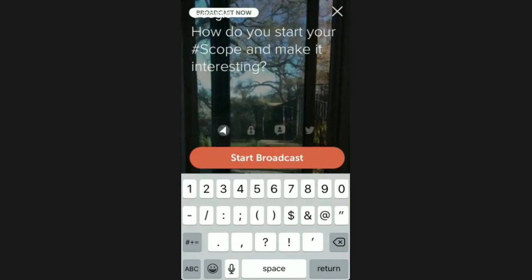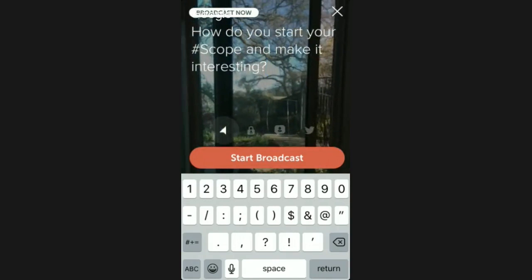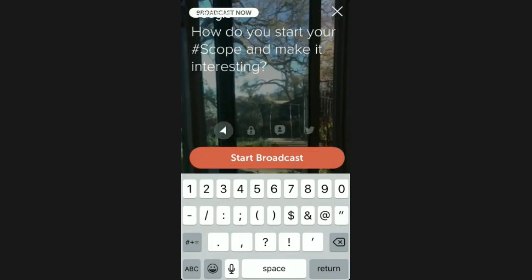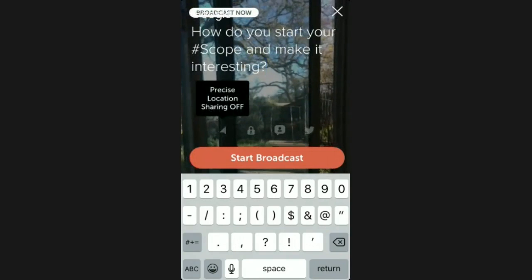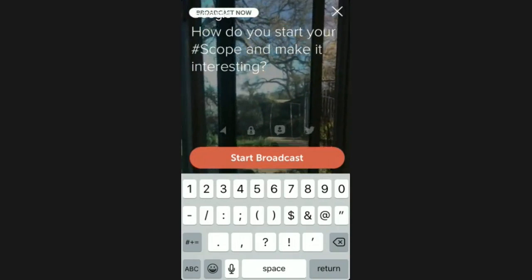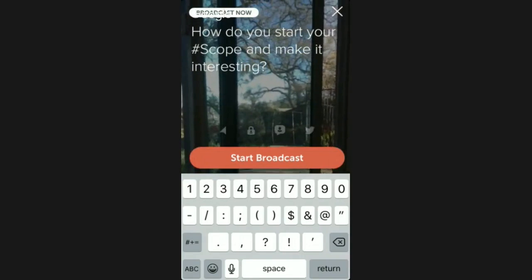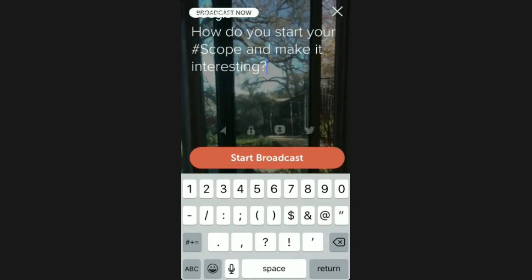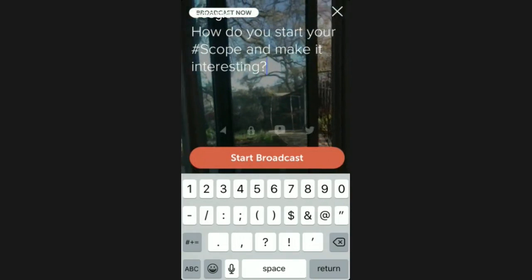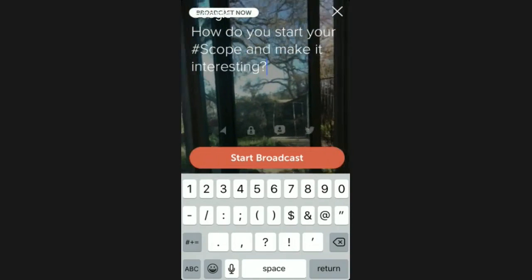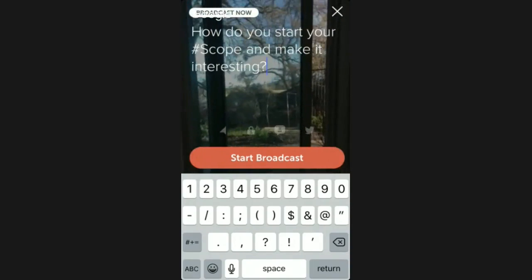All right, now let me talk about these little buttons on the bottom. You see this one that's kind of pulsating, let me click it for you and you'll see. It's precise location sharing. Now, if you want everyone in the world to know where you are, and if you talk about being at home, that means they'll know where you live, then go ahead and keep that on. Well, I'd rather not, so I'm going to turn it off.